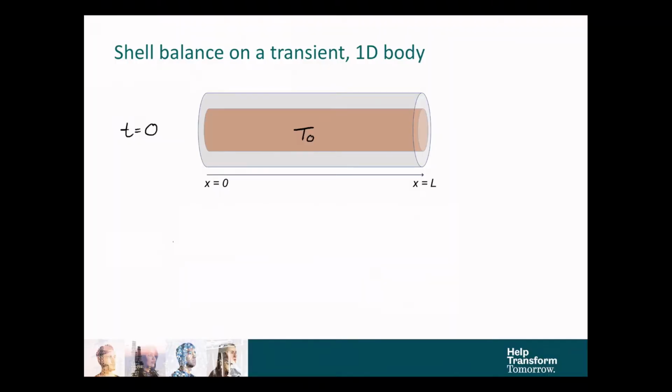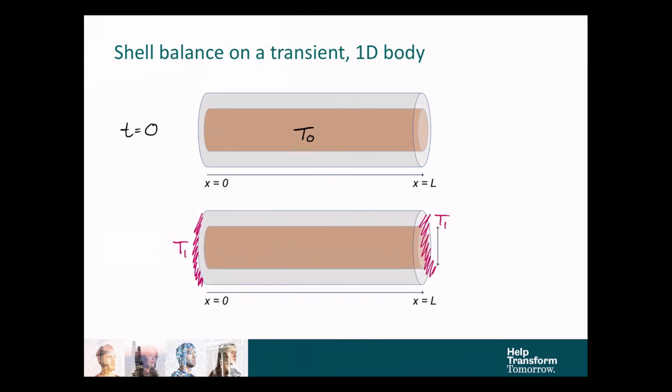So our problem is going to be a rod of length L, with a circular cross-section that's completely insulated, so there's no heat losses on that 2 pi r circumference interface. And at time equal to 0, the entire rod is at temperature T0.